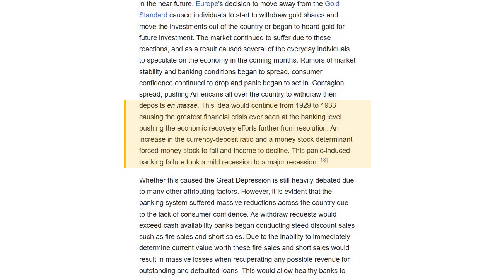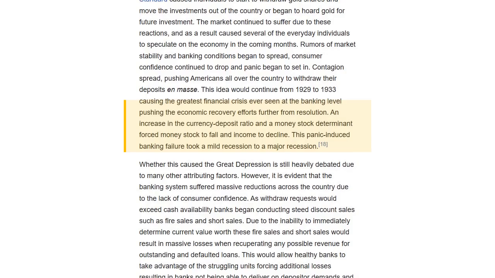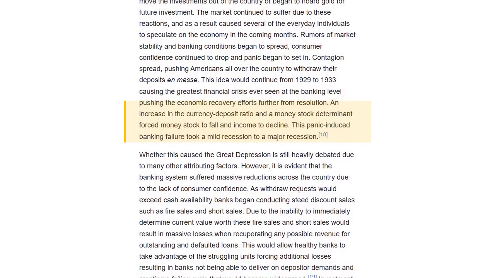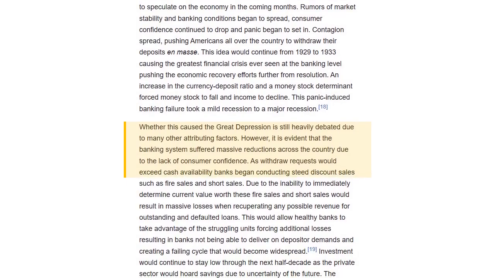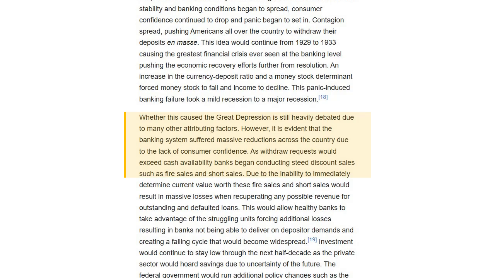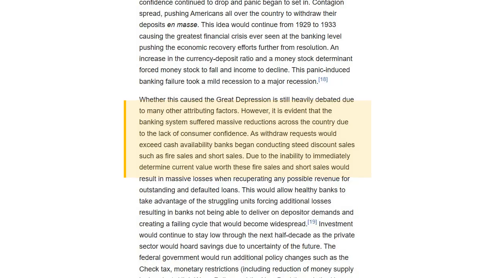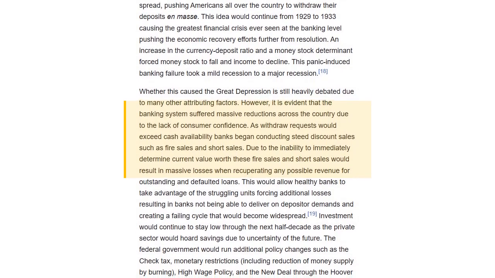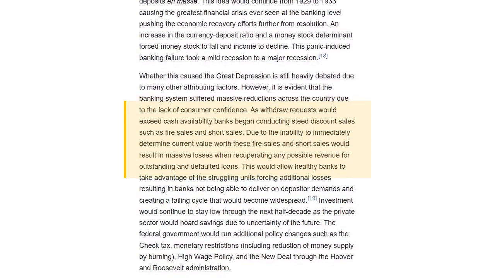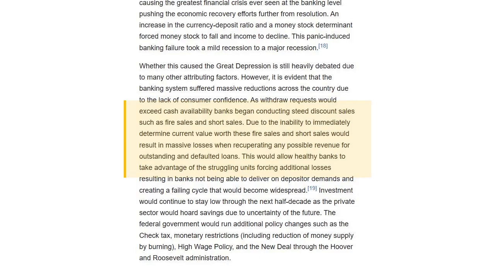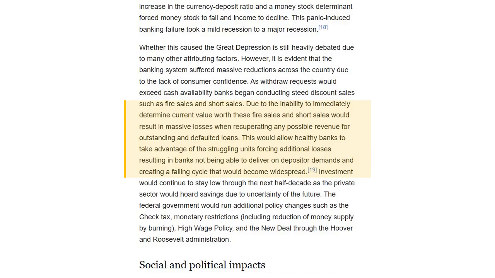An increase in the currency deposit ratio and a money stock determinant forced money stock to fall and income to decline. This panic-induced banking failure took a mild recession to a major recession. Whether this caused the Great Depression is still heavily debated due to many other attributing factors. However, it is evident that the banking system suffered massive reductions across the country due to the lack of consumer confidence. As withdrawal requests would exceed cash availability, banks began conducting steep discount sales, such as fire sales and short sales. Due to the inability to immediately determine current value, these fire sales and short sales would result in massive losses when recuperating any possible revenue for outstanding and defaulted loans.